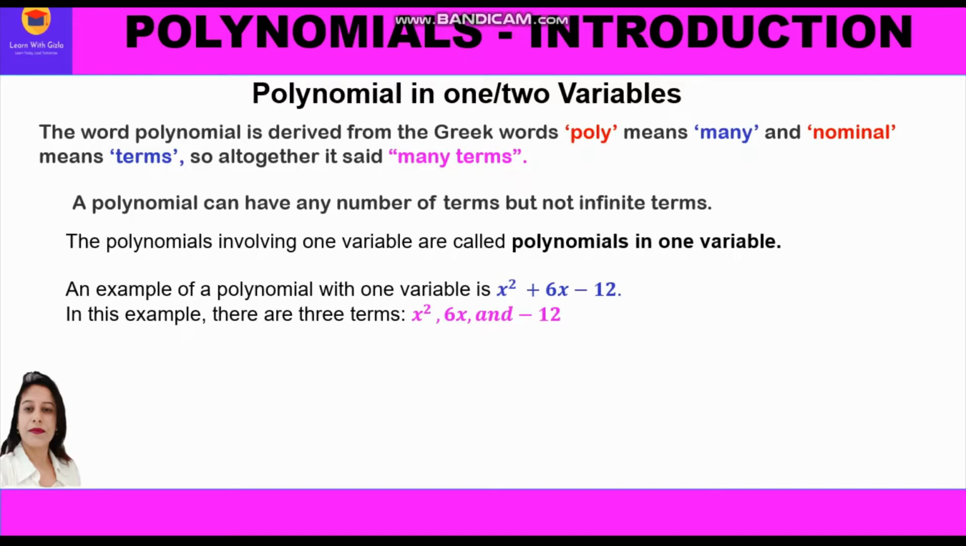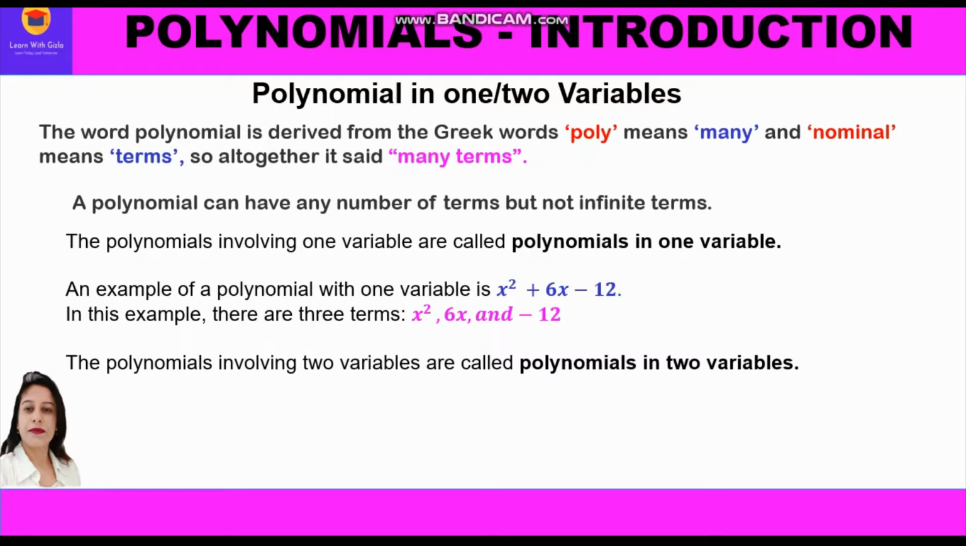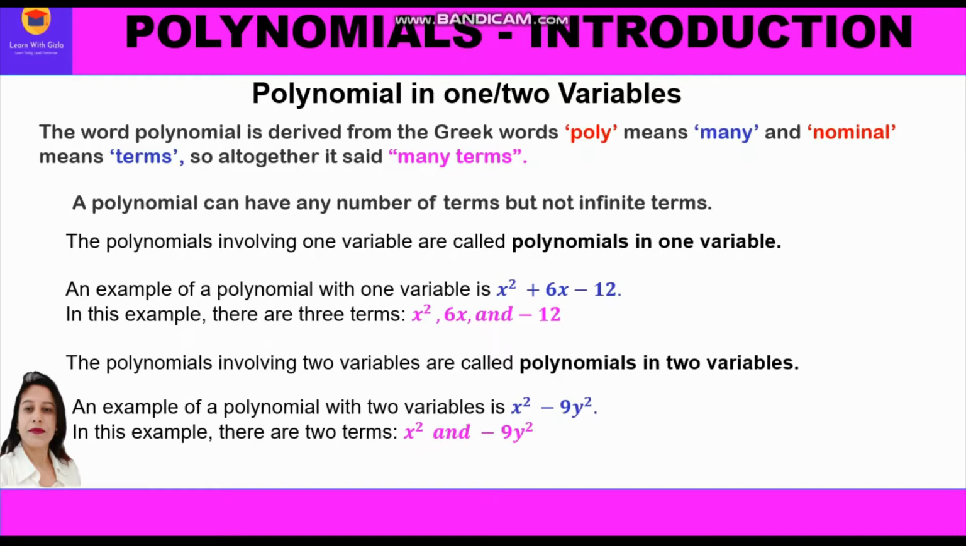Then we have the polynomials involving two variables, called polynomials in two variables. For example, we have x square minus 9y square. It has two terms, x square and minus 9y square. So these are the two terms in two variables, one is x, one is y, and they are combined together with the mathematical operation of subtraction.